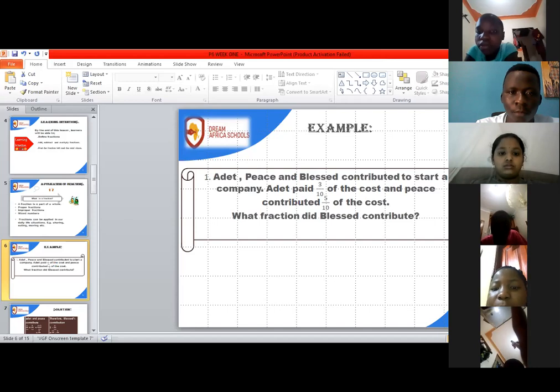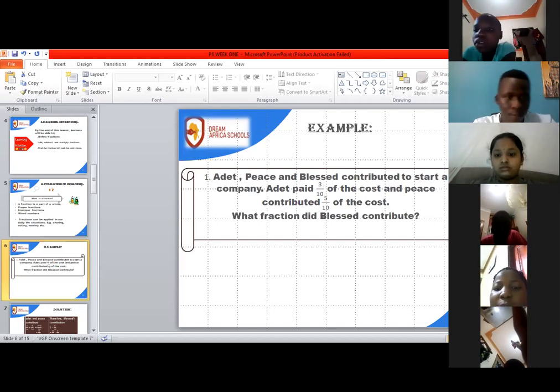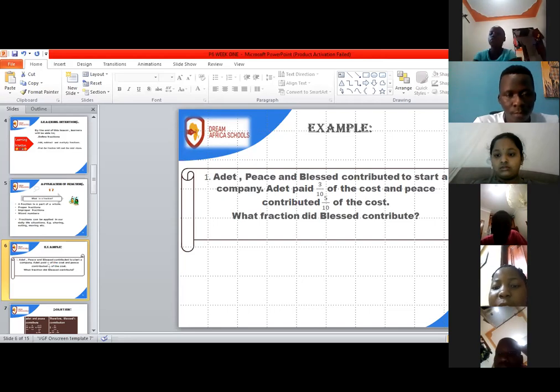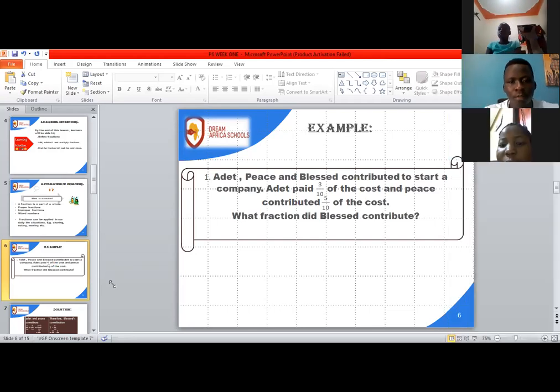Adet, Peace, and Blessed contributed to start a company. Adet paid 3/10 of the cost, and Peace contributed 5/10 of the cost. What fraction did Blessed contribute? What fraction did Blessed contribute?